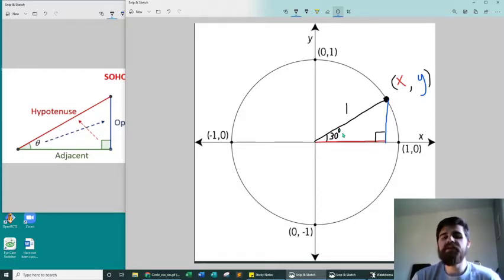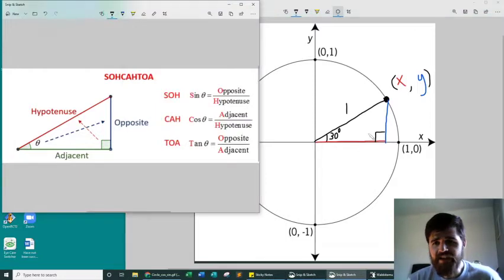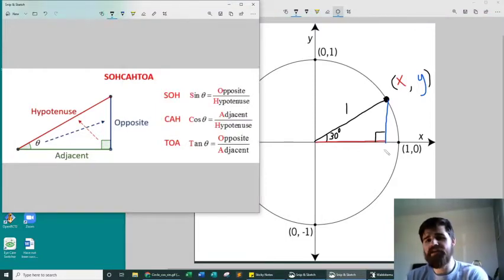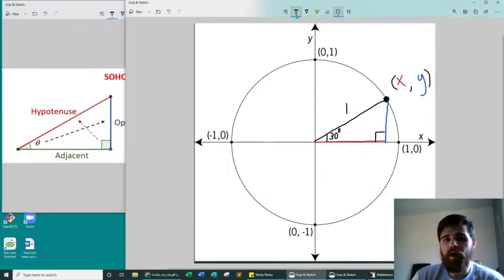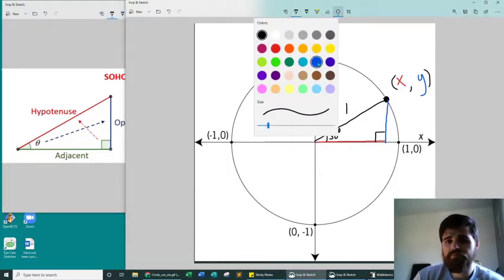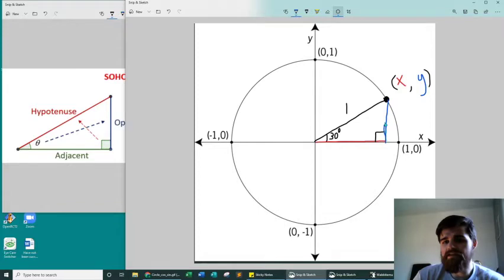All right, so let's say that angle is 30 degrees. Can we figure out how far did we go out in the x direction, or how far did we go up in the y direction? So let's start with y. How far is this distance? How far do we have to go from the x-axis here to get up there?